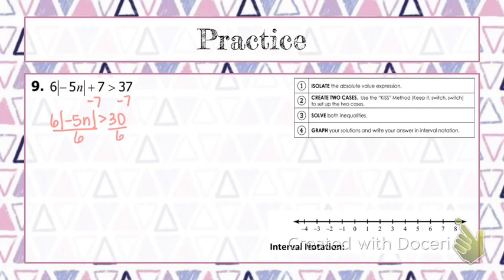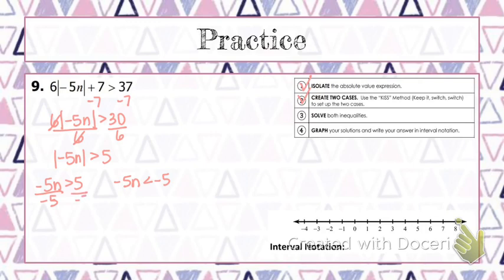Divide both sides by 6. And we're going to get absolute value of negative 5n is greater than 5. And then we're going to create two cases. Negative 5n is greater than 5, and negative 5n is less than negative 5. Now let's solve these.